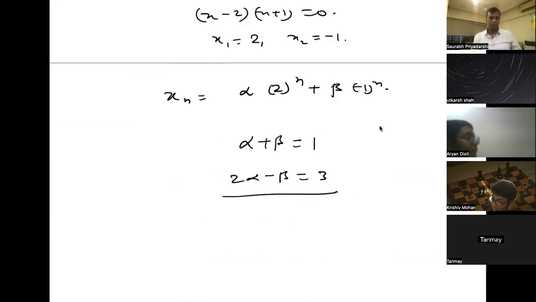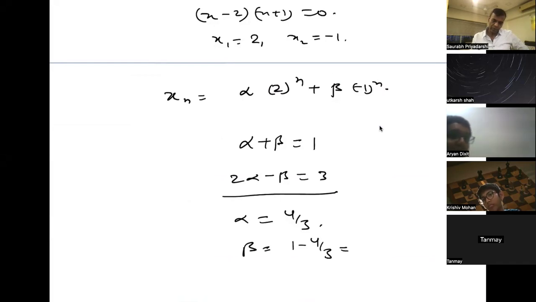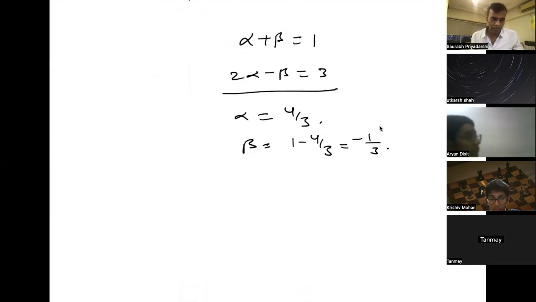Right? So this alpha is coming as 4 by 3, beta is 1 minus 4 by 3, which is minus 1 by 3. Alpha and beta, put the values of alpha and beta. Right? So what I'm getting in this?